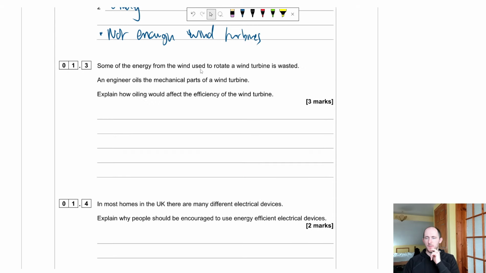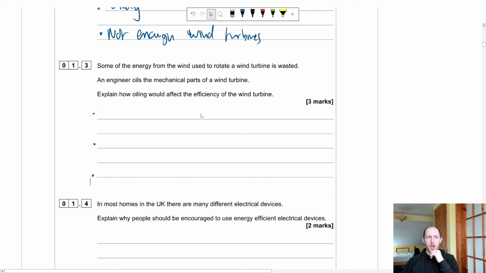Some of the energy from the wind used to rotate a wind turbine is wasted. An engineer oils the mechanical parts of a wind turbine. Explain how oiling would affect the efficiency. So, simply put, again, by the way, 3 marks, 3 points. Okay, so let's put our 3 bullet points right here so we don't go over the limit.